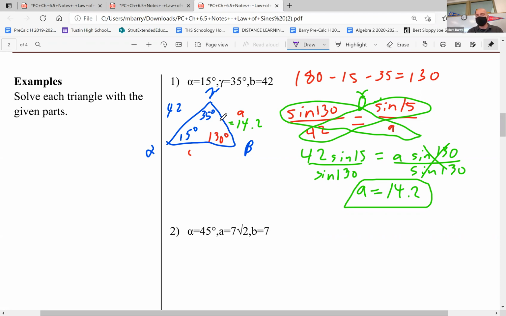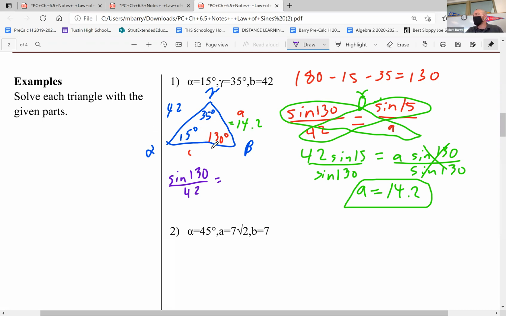So how are we going to find side C? Well, it's going to be almost the same as how we found side A. So this one we're going to do our known fraction, so sine of 130 over 42. Now for my known fraction this time, could I have used sine of 15 over 14.2? I actually could have, right? Because now those are both known.